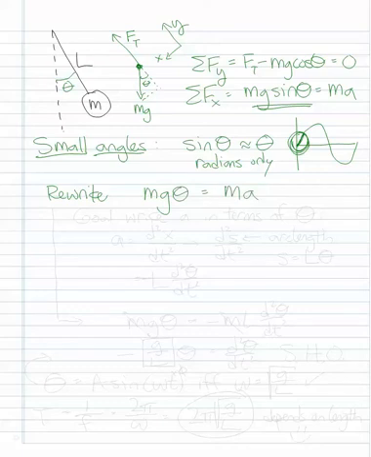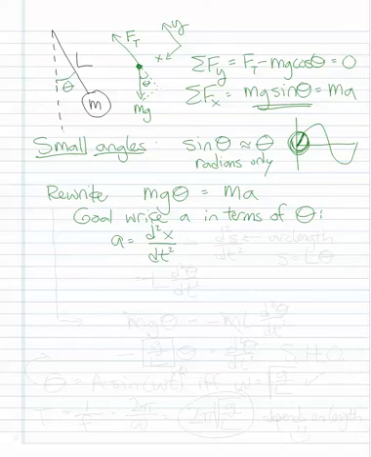Now let's think about what a means, and our goal is to write a in terms of theta. That's the only way we're going to recognize that it's simple harmonic motion. So let's think about this. Well, usually we write a as d squared x dt squared. That's actually true in this case.